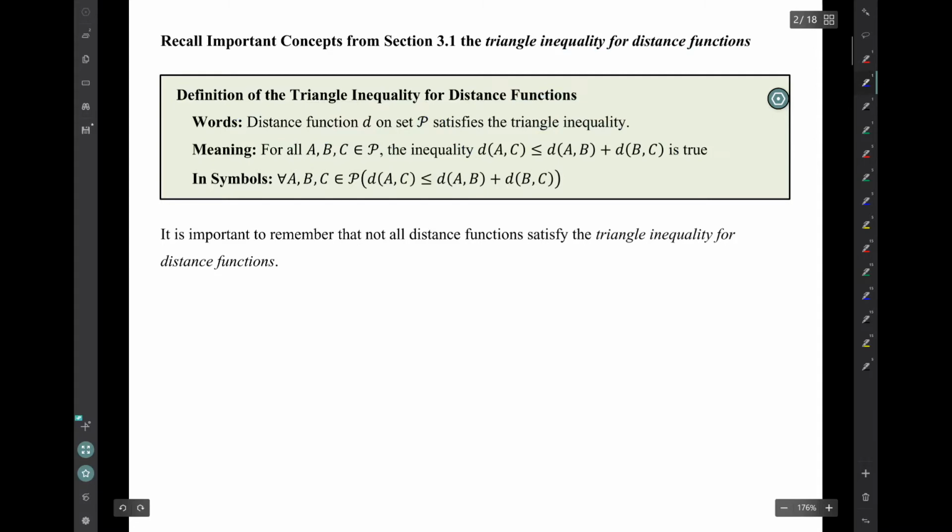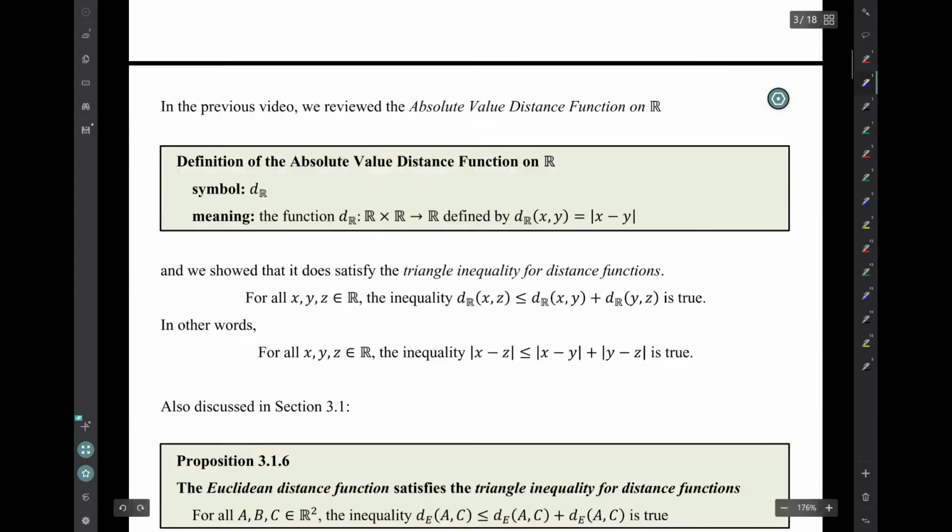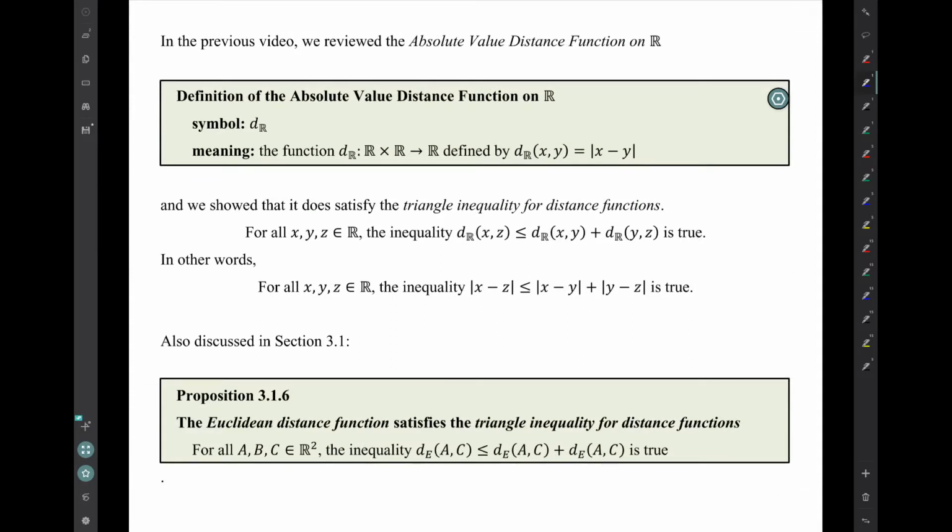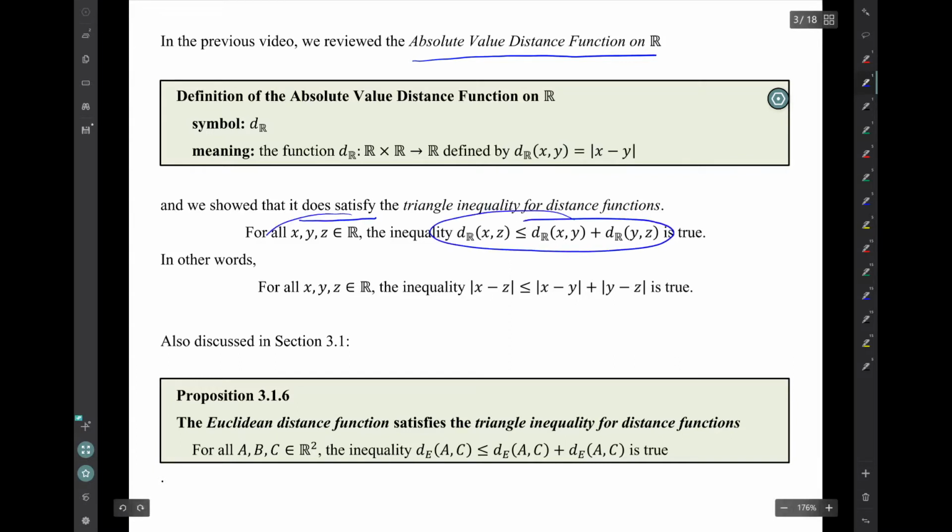It's important to remember that not all distance functions satisfy the triangle inequality. In the previous video, we discussed the absolute value distance function on the set of real numbers. The distance between two real numbers is just simply the absolute value of the difference between those numbers. And we showed that it does satisfy the triangle inequality. That is, this inequality is always true for all real numbers x, y, z. And that corresponds to this expression involving absolute value symbols.